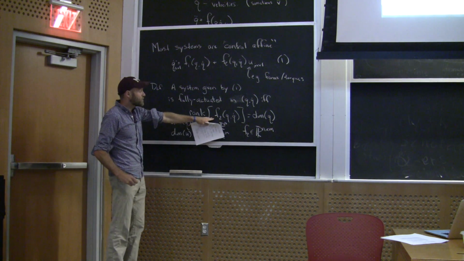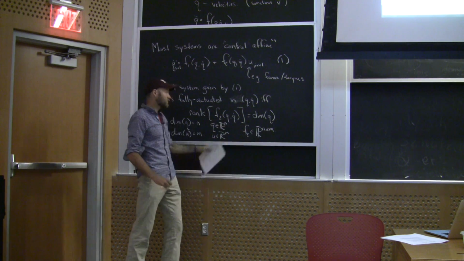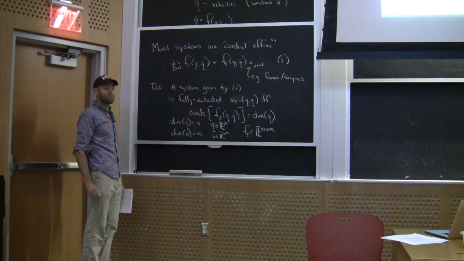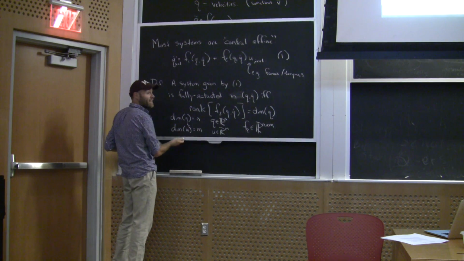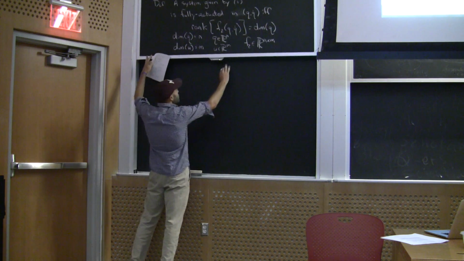So we'd like F2 to have rank n, ideally the same dimension as Q. Okay, what does that mean? That means I'm going to be able to take an inverse of F2. And why is that important?